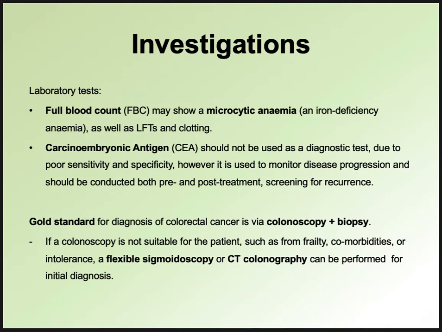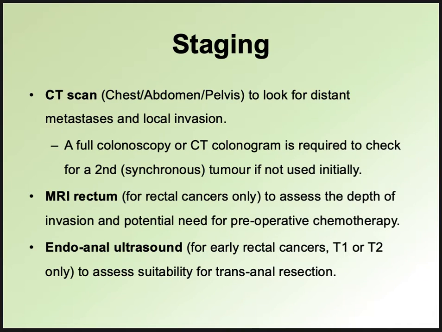A flexible sigmoidoscopy can also be performed if there are certain comorbidities such as frailty or there's a patient intolerance for colonoscopy. In terms of staging, CT scan, particularly a CT TAP, CT thorax, abdomen, pelvis, is very useful for looking at distant metastases and local invasion. A full colonoscopy or CT colonogram is required to check for a second synchronous tumor, if not used initially.